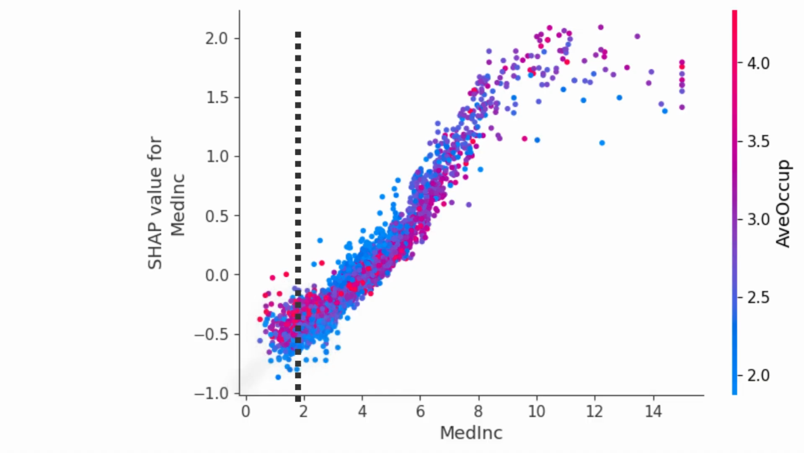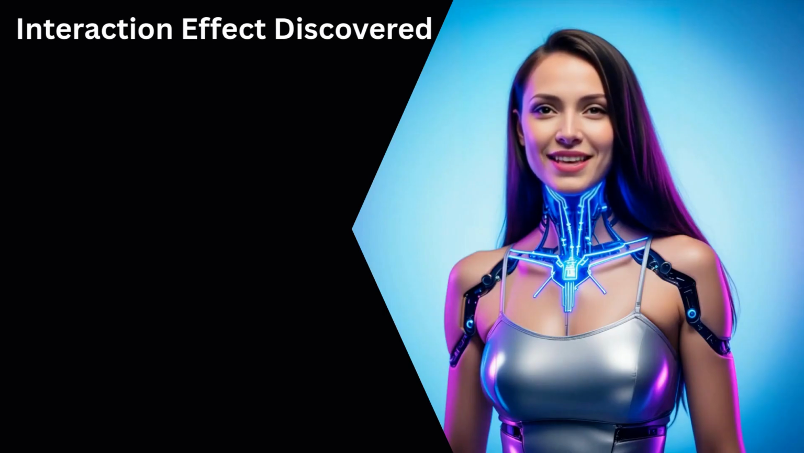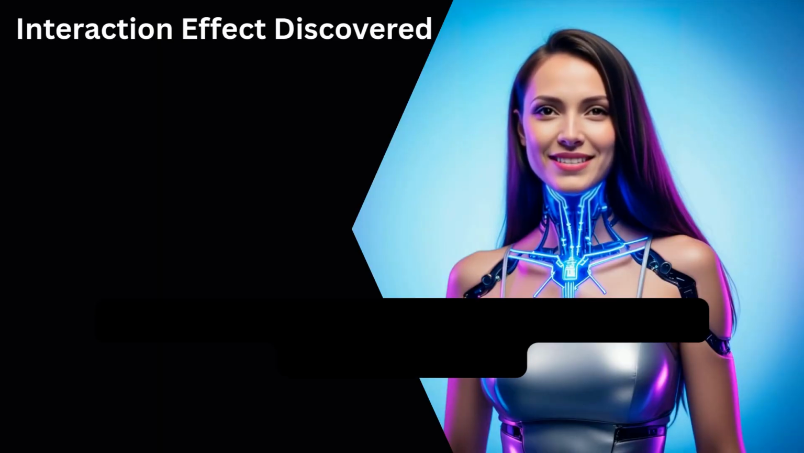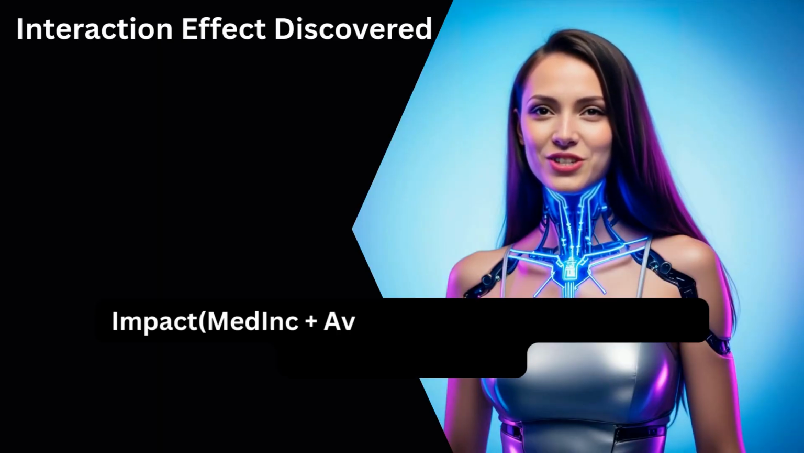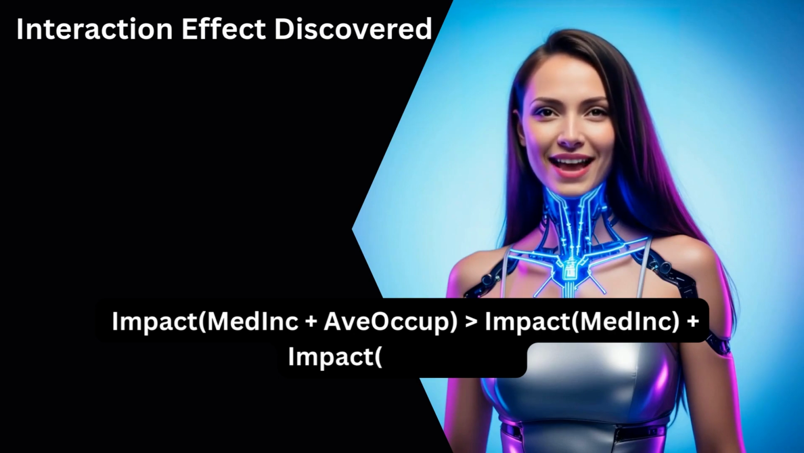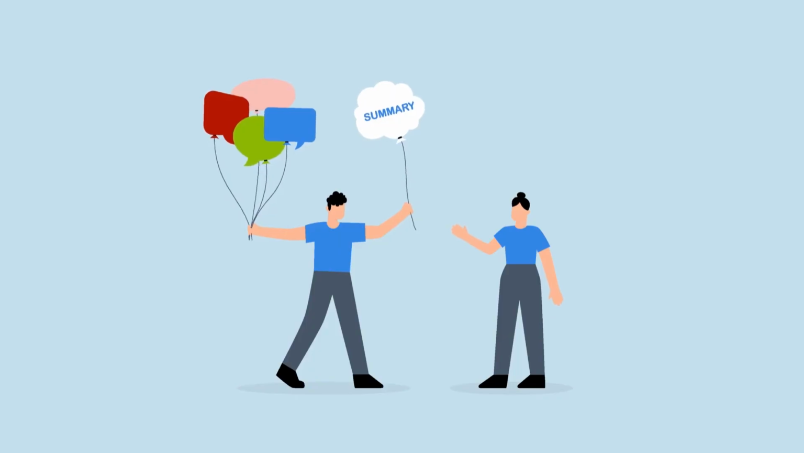That means the model is assigning more predictive power to income when households are more crowded. In other words, income matters more in the model when average occupancy is high. That is an interaction effect. One feature shaping how another behaves. And this isn't a causal claim. We are just unpacking what the model has learned. And while the trend is clear, it is not perfect across all income levels.